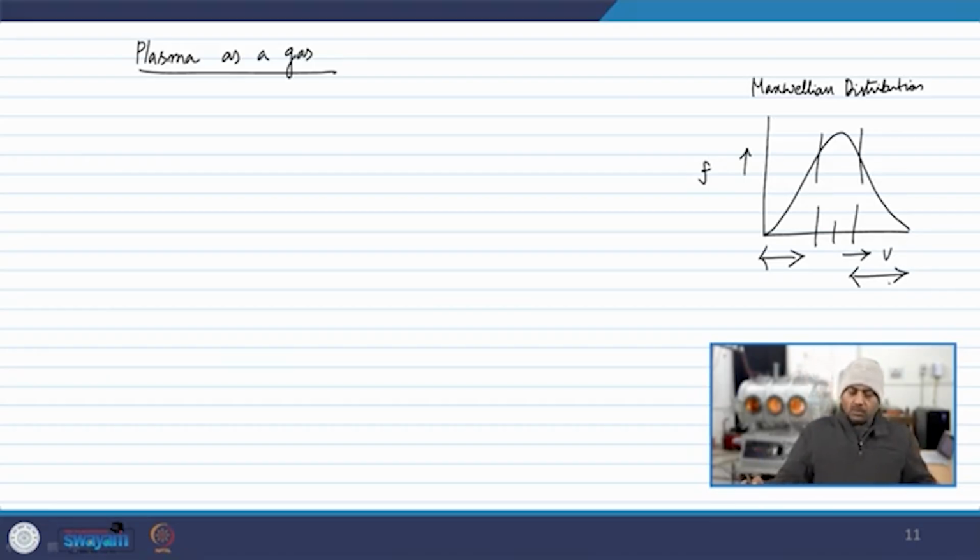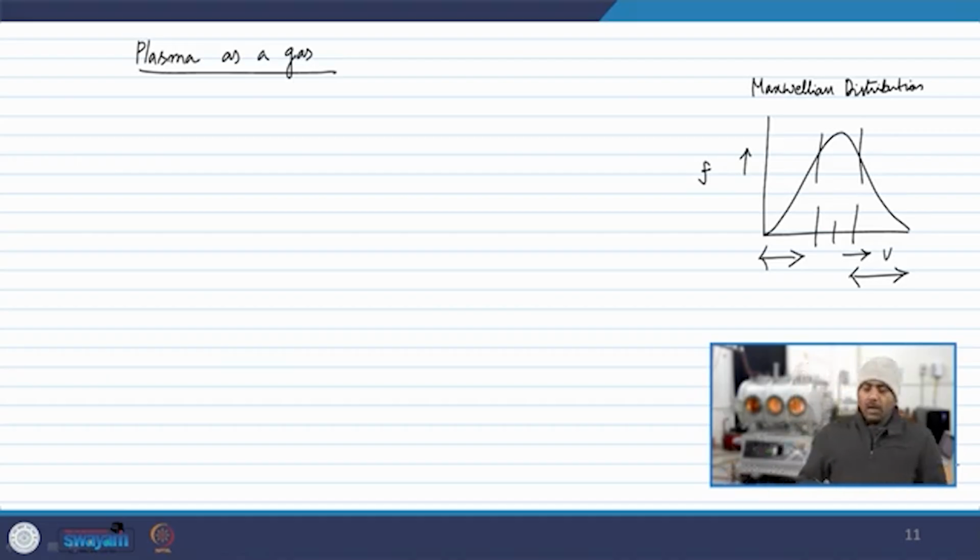Now, is it possible that a similar type of distribution is also expected in plasma? Because plasma is also an ionized gas, right. Now, for this, let us say we have to consider if all the particles are moving in the same direction or not. Of course, you can make all the particles move in the same direction by applying an external magnetic field. That is not a very difficult thing, right.